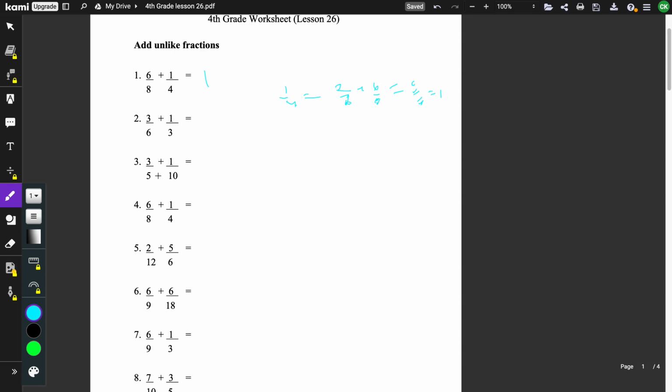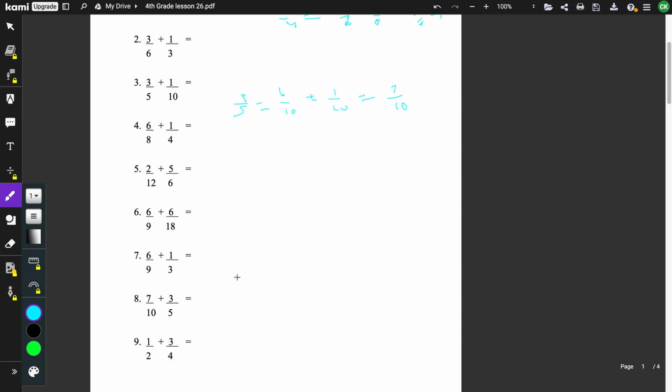Moving on, number 3, 3 over 5 is basically multiplying by 2 because we need to have the same common denominator. It's going to be 6 over 10. 6 over 10 plus 1 over 10 is 7 over 10. And so for number 3, it's 7 over 10.